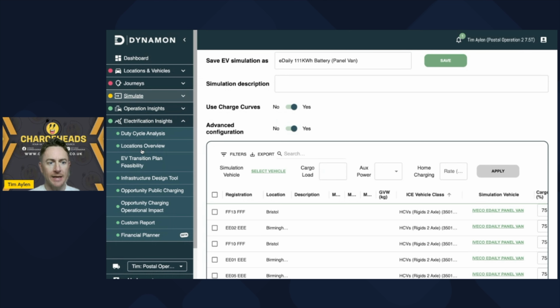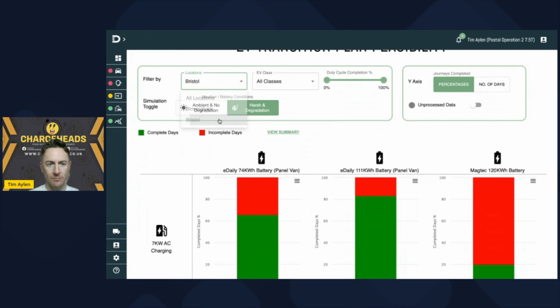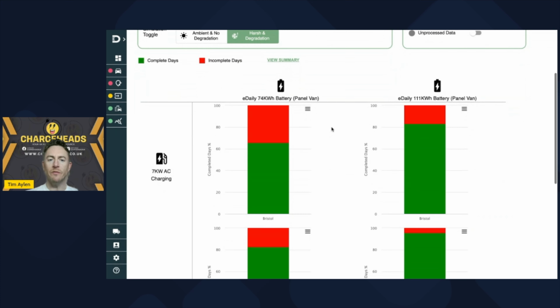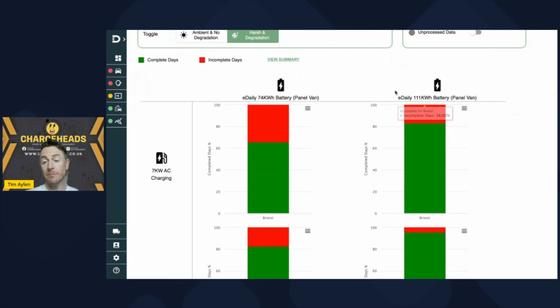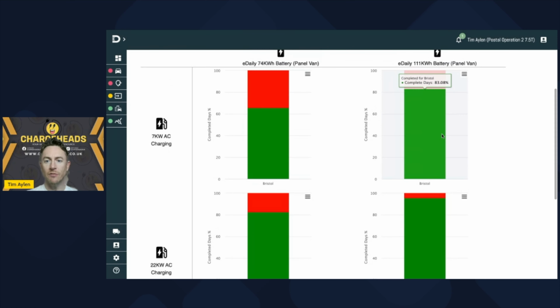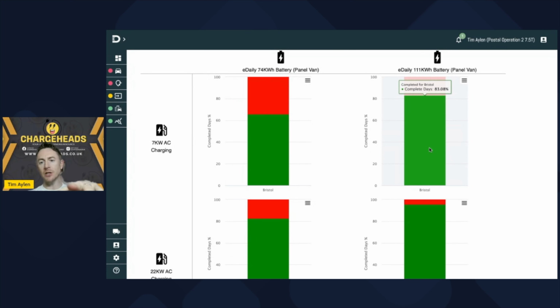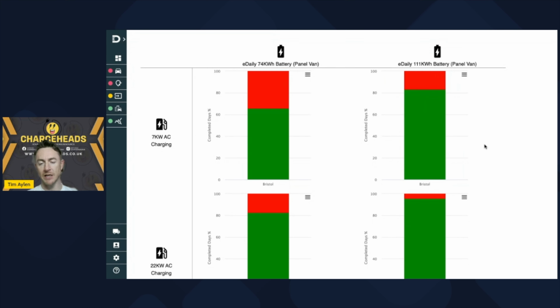So what we've got here is the EV transition plan feasibility. This is where we can select a location. We'll go with Bristol because that was the challenge. Again, we can change the different vehicles, the temperature. We know that the Magtech's no good, so let's just take that out by concentrating on the vans. So what we've got is the two different vans at the top, two different battery sizes. We've got the chargers along the left there. And this bar graph is showing us green for completed days and red for incomplete days. So when we simulated this vehicle with that charging in the operation, this is the number of simulations that have passed without failing, so not running out of range, basically.